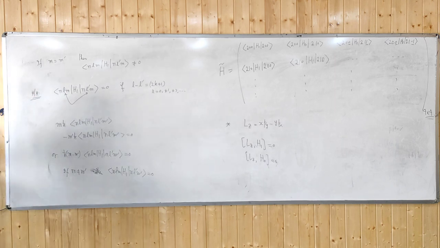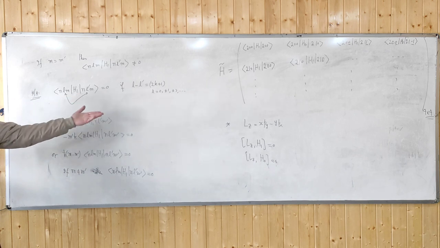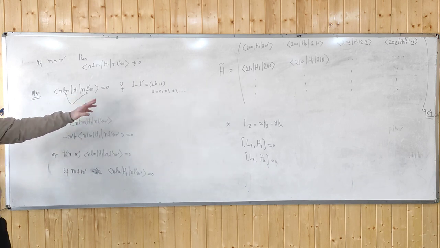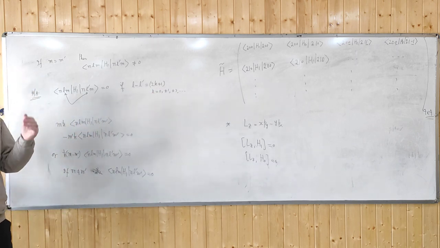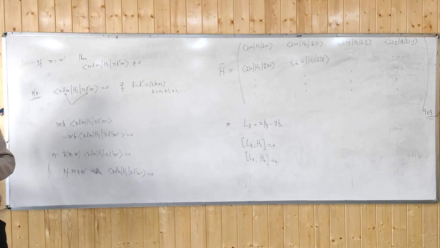So it is very simple. Look, what is H1? H1 contains only Z. Okay? It is simply Z. Z is having odd parity. Clear? And these states, when you take L minus L prime to be 2k plus 1, that product will be having an even parity. So that's why this has to be equal to 0. If I take L minus L prime to be even, that will correspond to odd parity. Odd multiplied by odd is even. Clear? That's non-zero. Got it?